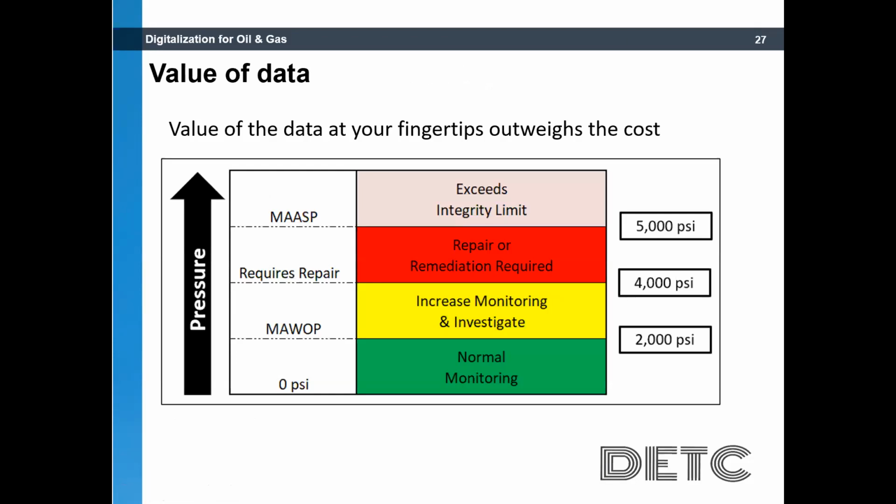This is another example. We can see the meaning of the data, give it context. What does that value of pressure mean? For instance, it means it requires repair or remediation, or it is normal and it can proceed.